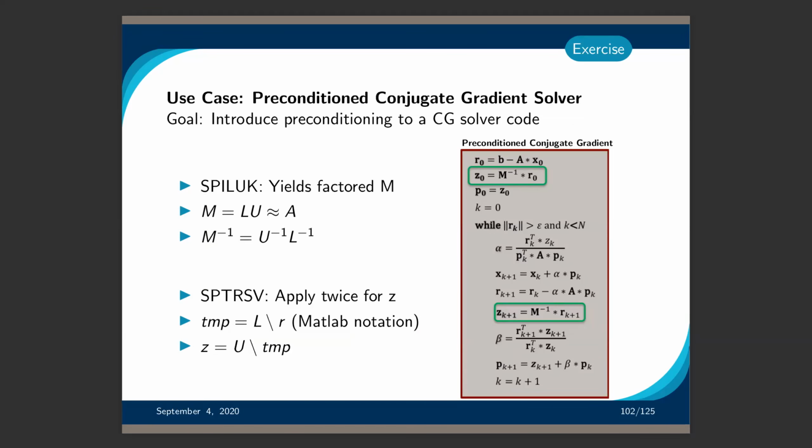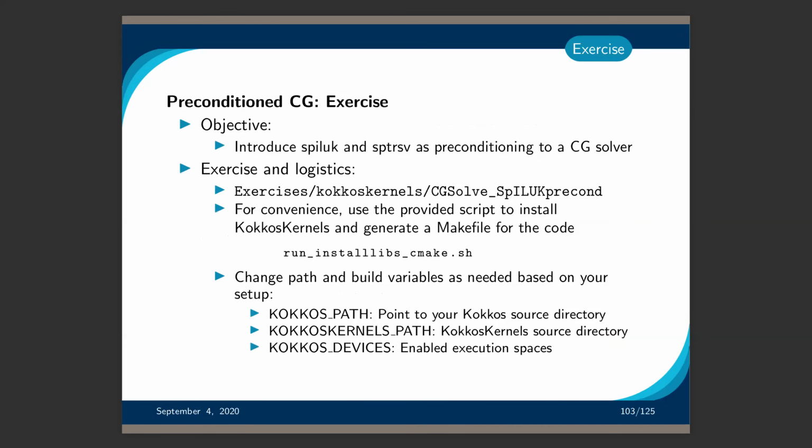This will entail introducing code to apply the sparse ILUK routine to A to attain the triangular L and U matrices. Their product is represented by the matrix symbol M and is going to be used as the preconditioner. Then you apply two triangular solves using SPTRSV to the residual R in order to compute Z for each iteration of the solve. The exercise is located in the directory specified here, this Kokkos kernels CG solve SPILUK precon.